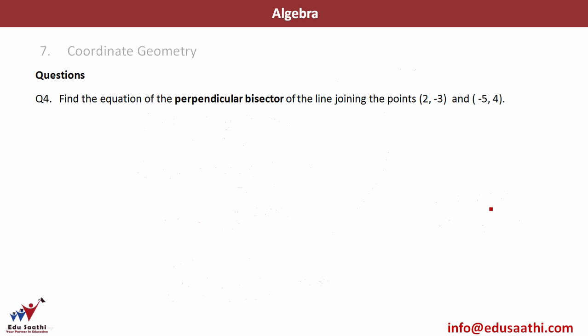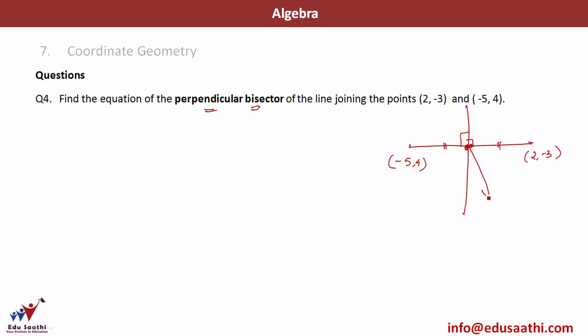Let's look at the fourth question. Find the equation of the perpendicular bisector of the line joining the points. The 2 points that are given to me are (-5, 4) and (2, -3). So I have to find the equation of the line which is the perpendicular bisector. Perpendicular means 90 degrees, bisector means dividing into 2 equal parts. So that means this point will actually be the midpoint of these 2.